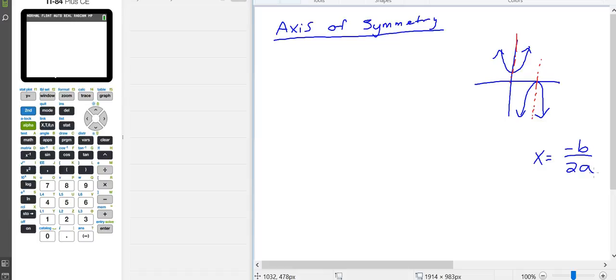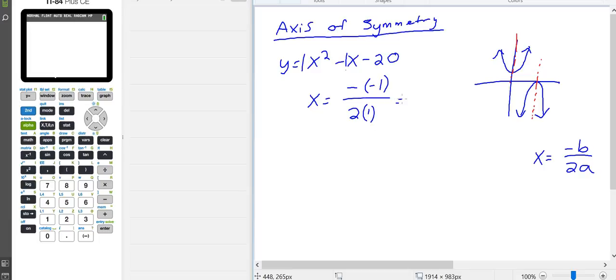Let's say we have the equation y is equal to x squared minus x minus 20. And we want to find the axis of symmetry. The axis of symmetry is x is equal to negative b. b is always the coefficient of the x term, which in this case is negative 1. So negative 1 over 2 times a. a is always the coefficient of the x squared term, in this case it's 1.